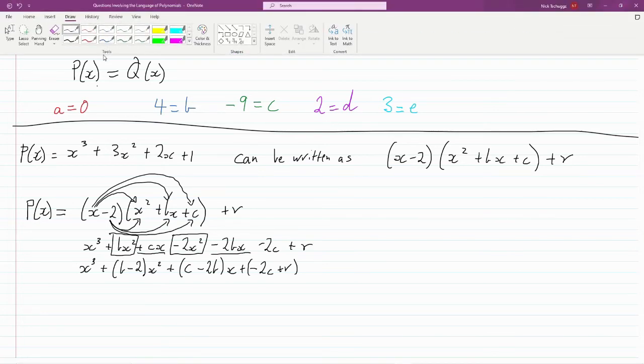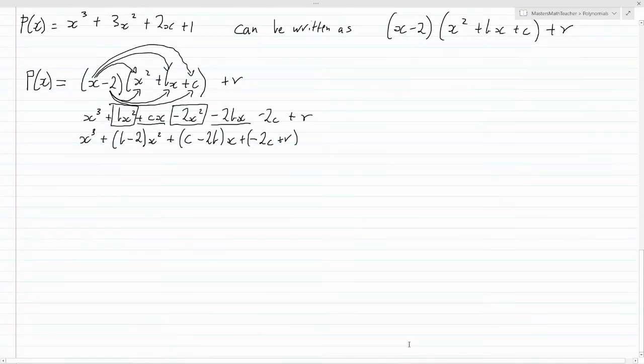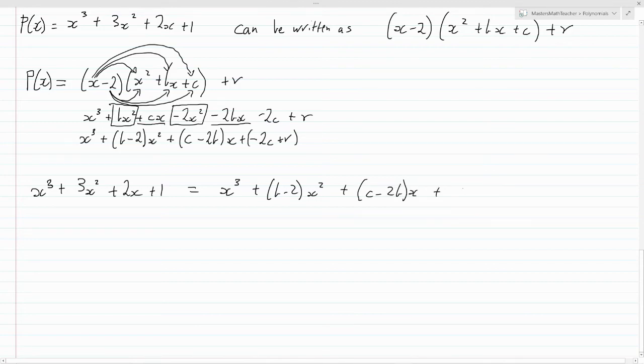Now we get to play connect the points. So we're looking at equating the coefficients. I'm going to write these next to each other here. I'm going to write p of x and what it equals. So p of x is x cubed plus 3x squared plus 2x plus 1, which equals x cubed plus b minus 2 x squared plus c minus 2b x plus negative 2c plus r.